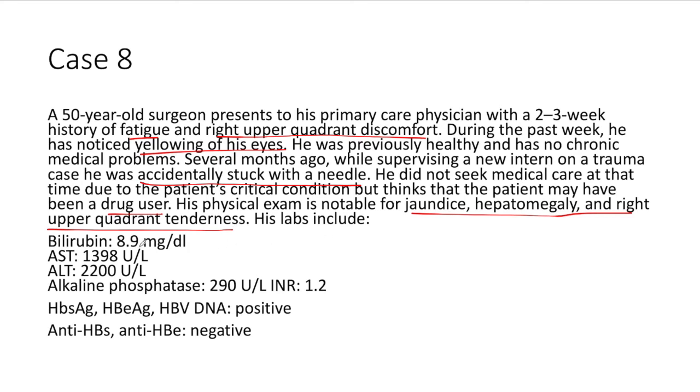Labs include vastly elevated bilirubin. We have an increased AST and ALT, increased alk phos, and INR is pretty normal there. We sent for HBsAg, HBeAg, and HBV DNA, and we see that those are positive. Anti-HBs and anti-HBe are negative. So what are we thinking this gentleman has? Chronic Hep B. Good.